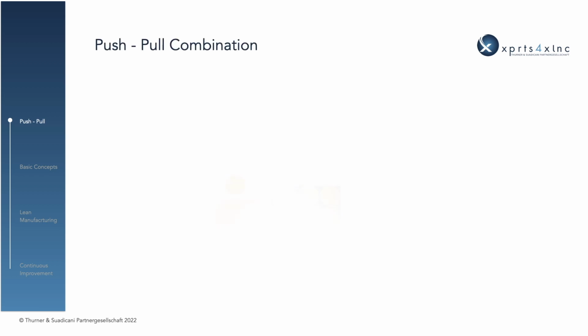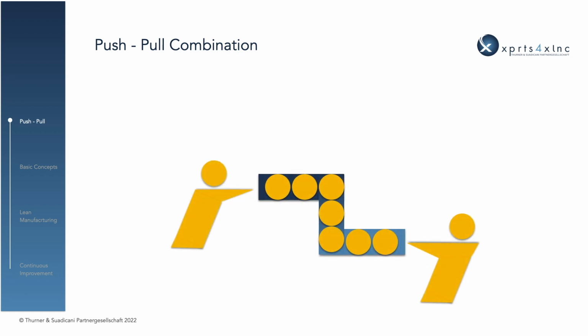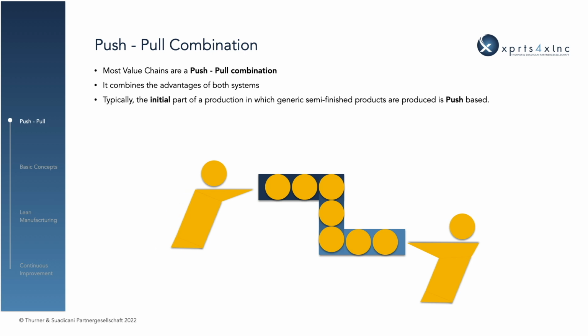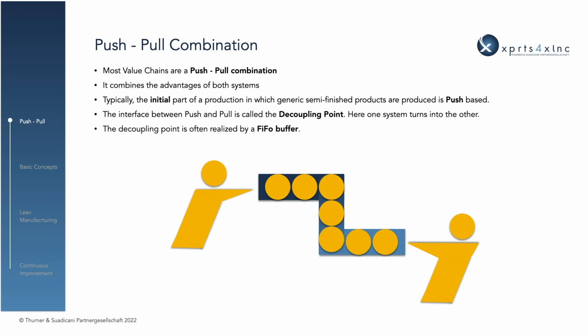Push and pull. Most value chains, however, are combinations of push and pull. It combines the advantages of both systems. Typically, the initial part of a production in which generic semi-finished products are produced is push-based. The interface between push and pull is called the decoupling point. Here one system turns into the other. The decoupling point is often realized by a first-in first-out buffer. The final assembly is typically pull-based.